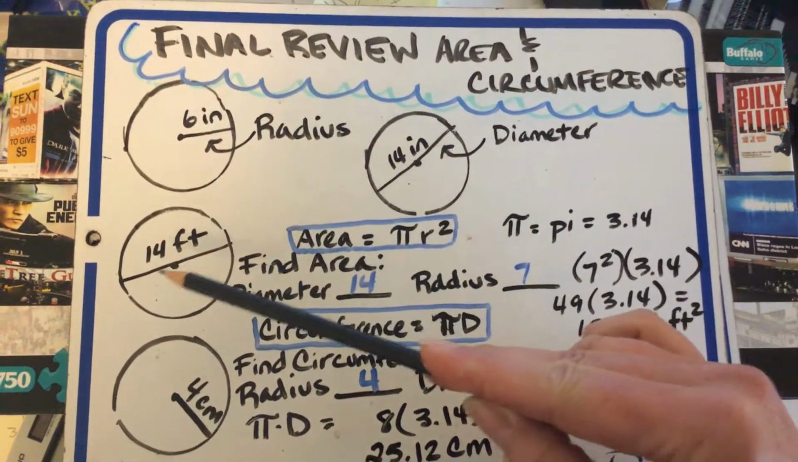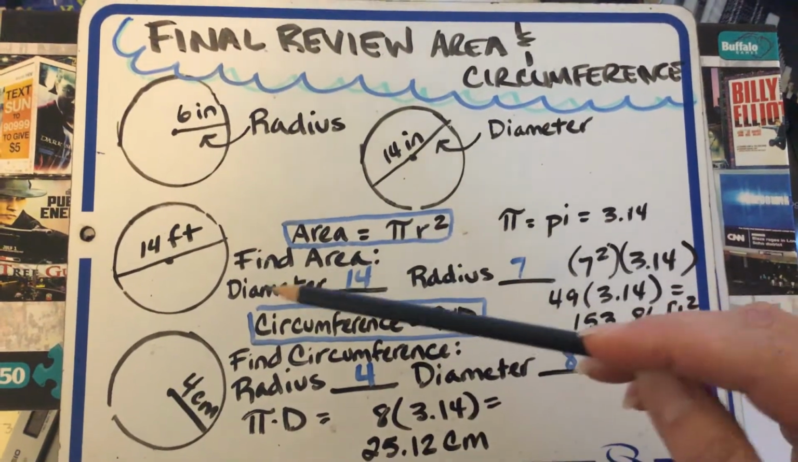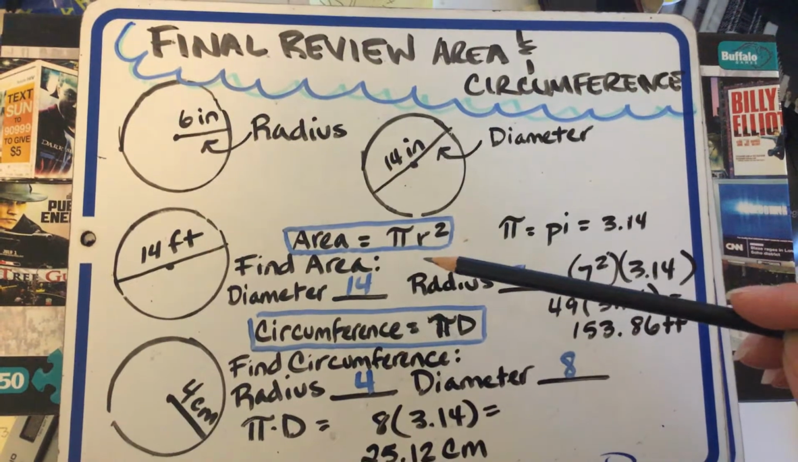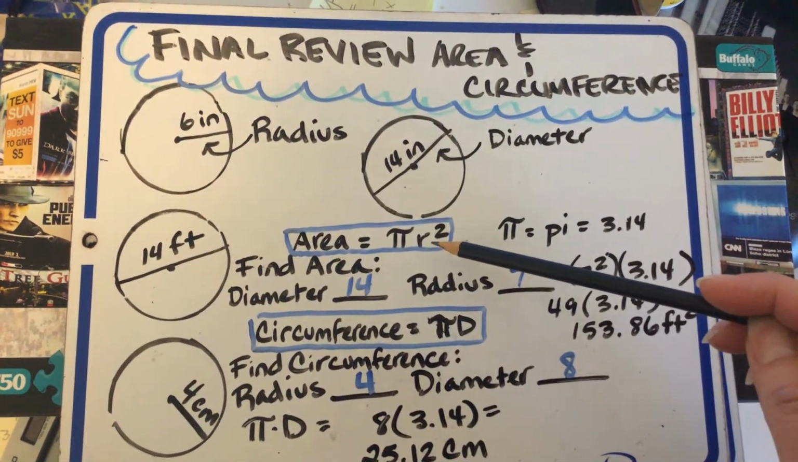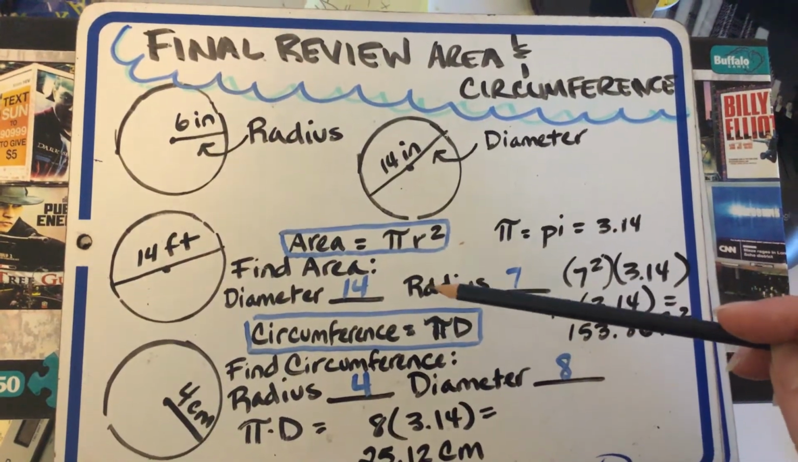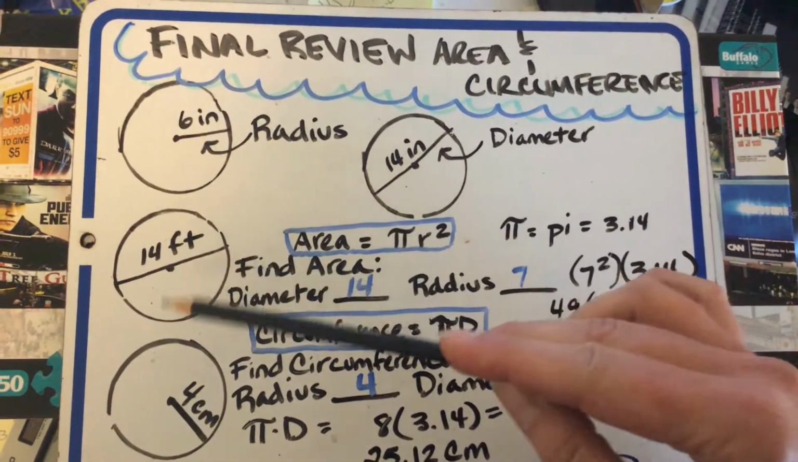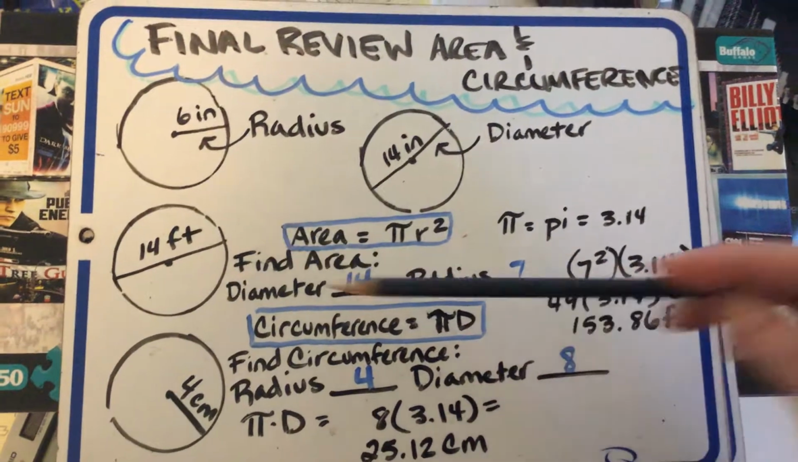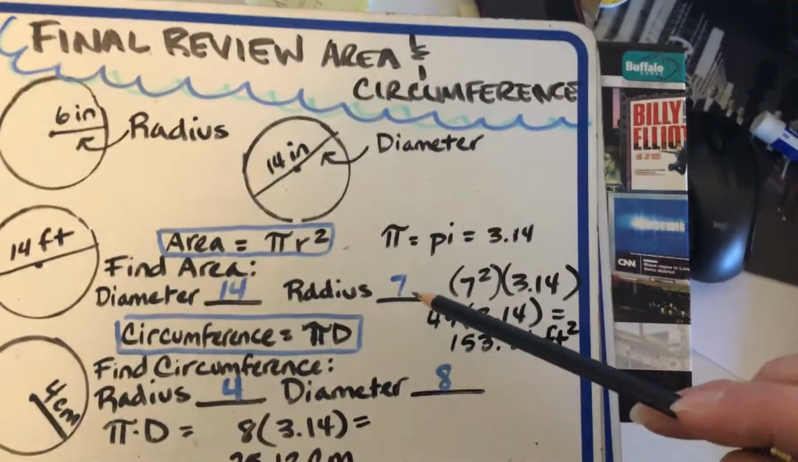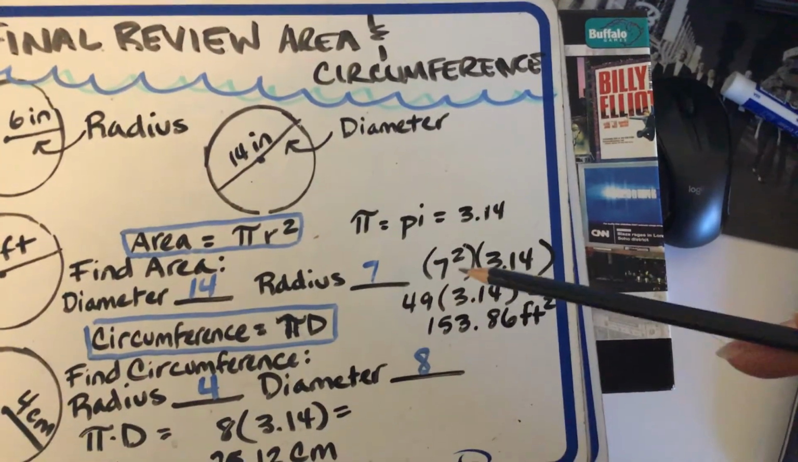So in this case, they told me the diameter. So I wrote down diameter is 14. But for the area problem, we need to know the radius, not the diameter. So that's why I write down radius as well. A radius is half of a diameter, or a diameter divided by 2, so I get 7. Once I know the radius, then I can plug it into the formula.